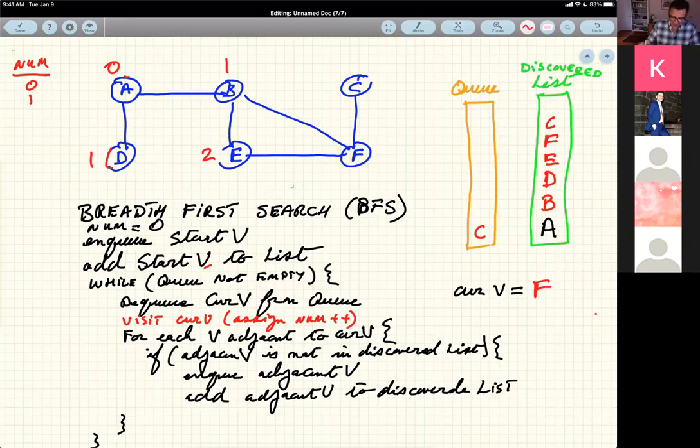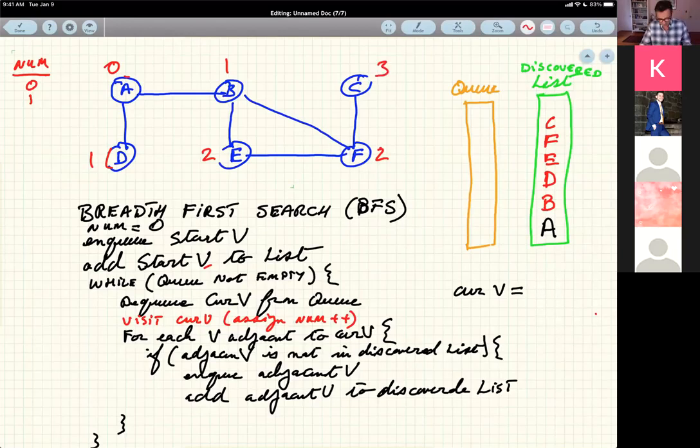I go up and I dequeue, I visit F, meaning I give F a 2 also, because it is a distance of 1 from B. And then I dequeue C, becoming my current vertex now. What are the vertices that I can reach from here? F. Well, F is in the discovered set, so I don't need to do anything with it. So I'm done with C. I give it that number 3.